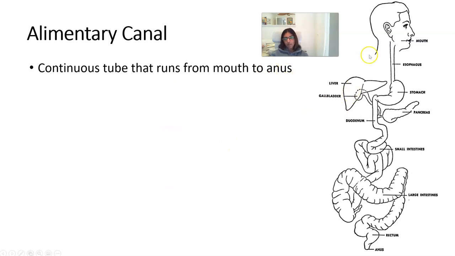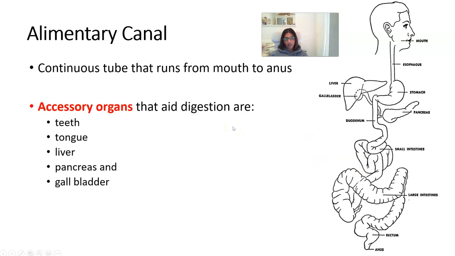Now, apart from this long muscular tube, we also have accessory organs. Accessory organs are there to aid with the digestion of food. These accessory organs are the mouth, the teeth in the mouth, the tongue, the liver, the pancreas, and the gallbladder. So the liver, gallbladder, and the pancreas are in the abdominal cavity itself, whereas the teeth and the tongue are obviously within the mouth.